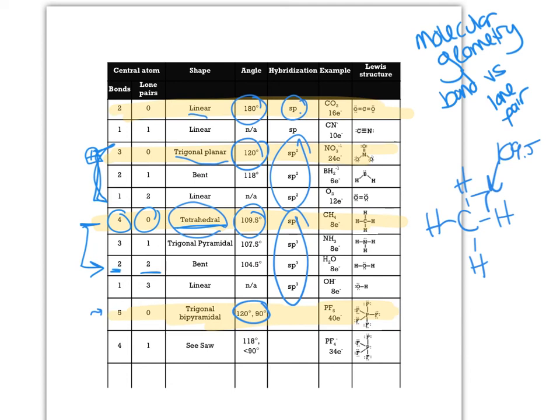So hopefully this was helpful. Use that PhET simulation and see those shapes, and you can see how those bonds repel. As long as you have a good Lewis structure, I think you'll be in good shape.